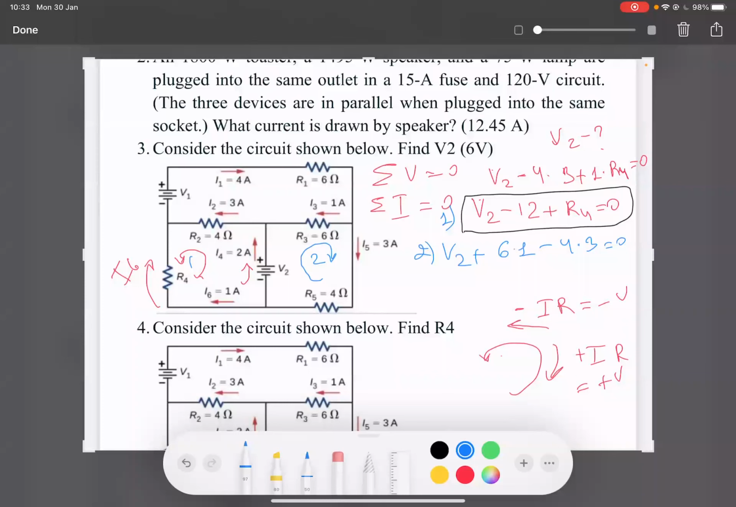Now let's write it down properly. We got V2 plus 6. No, wait a minute. 6 minus how much? 12, correct? So that means V2 minus 6 is equal to 0. Wait a minute, 6 minus 12, correct? It will give you minus 6. So if it goes to the other side of the equation, it will give you plus 6 volts. Actually, you could just jump immediately to the second loop, instead of writing everything. So V2 in this case is equal to 6 volts.